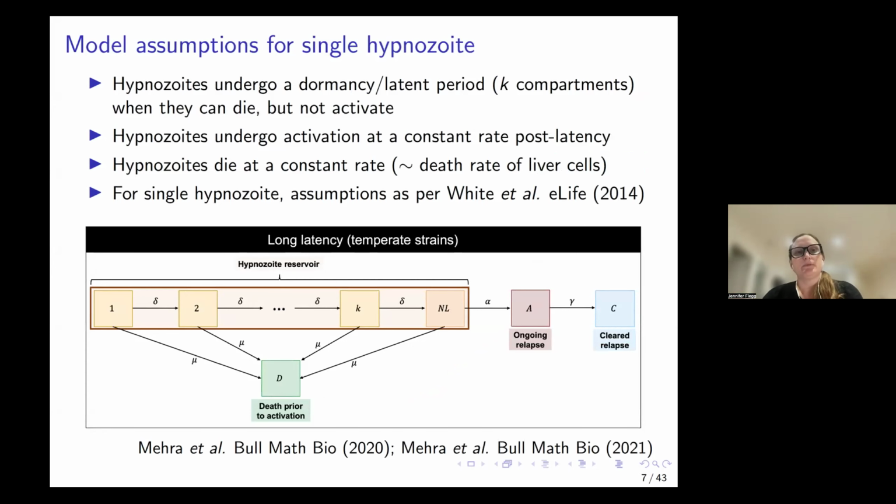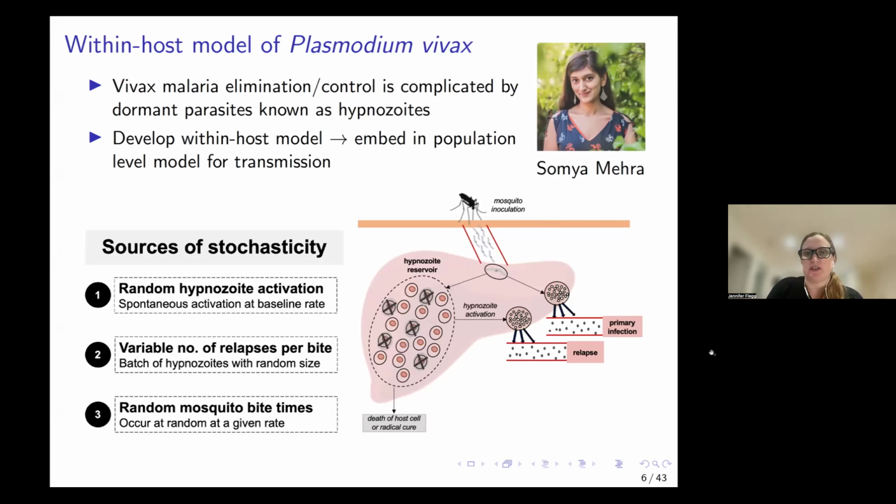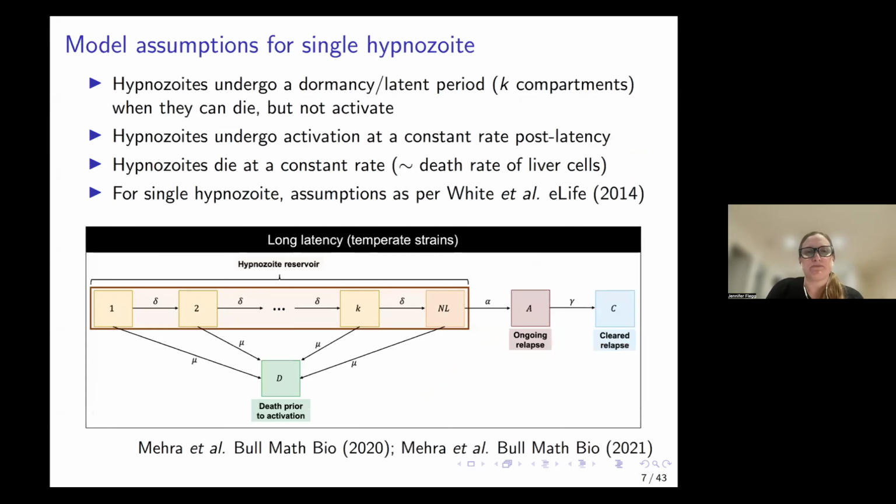Okay, so we built this up slowly. First, I'm just going to talk about what happens to a single hypnozoite. So that's just a single parasite living in your liver. What is the fate of that hypnozoite? Hypnozoites have to go through a set of compartments where they're sleeping. When they're in this sleepy or dormant state, they can't activate to cause a relapse or a new infection, but they can die. So the hypnozoites in these K compartments leading up to the point where they can activate can always, at a constant rate mu, enter the death compartment for hypnozoites.